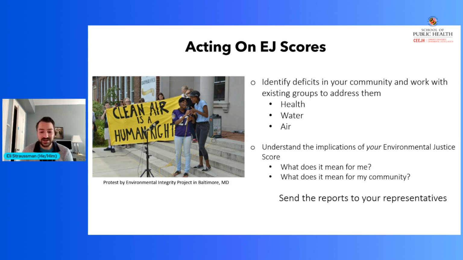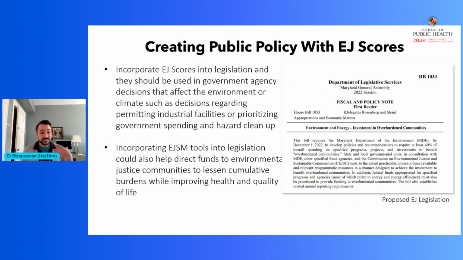It gives you a leg to stand on to say, I've looked at the data, I've looked at the information that's available, and these are the things that I can say are almost certainly impacting my community for the worse. What can we do to fix it? And what we can do to fix it, in one area, is to create policies that take these EJ considerations into the language of the law.